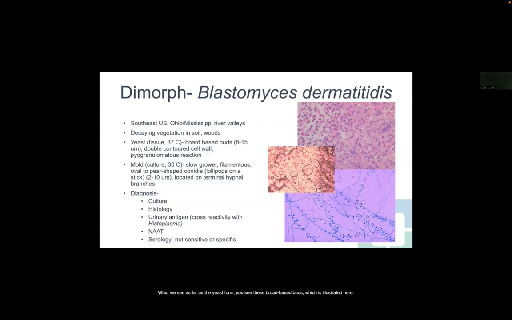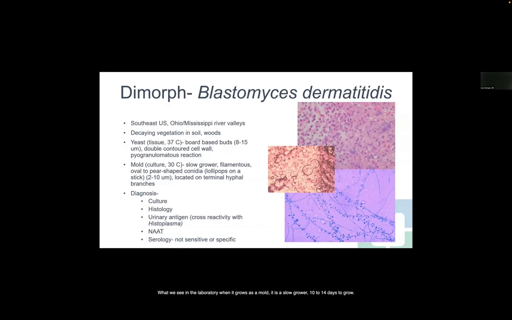What we see as far as the yeast form, you see these broad-based buds, which is illustrated here, about double to triple in size compared to histo, anywhere from 8 to about 16 microns in size. They have a double contoured cell wall. And if we were to look at them in tissue, they have this pyogranulomatous reaction, lots of neutrophils. And blasto has a predilection for skin infections, bone infections, can also go to the brain as well.